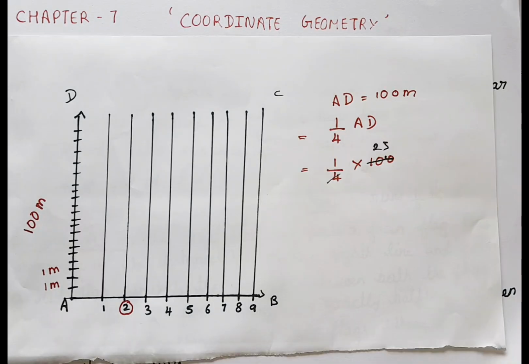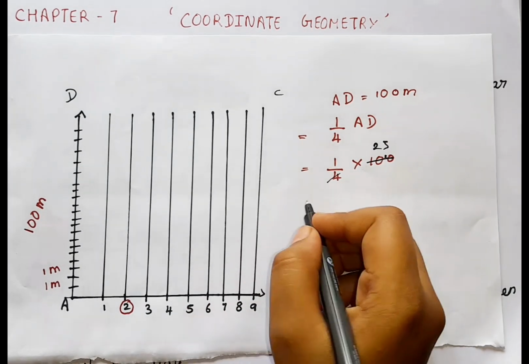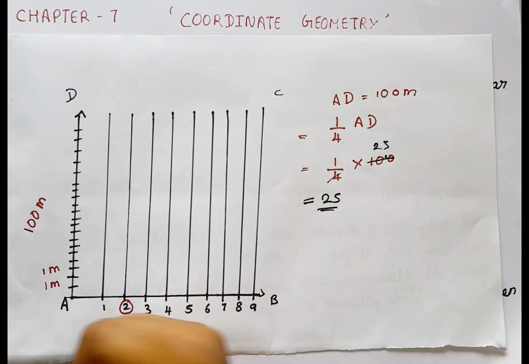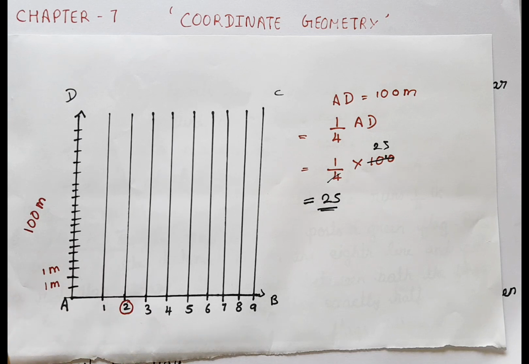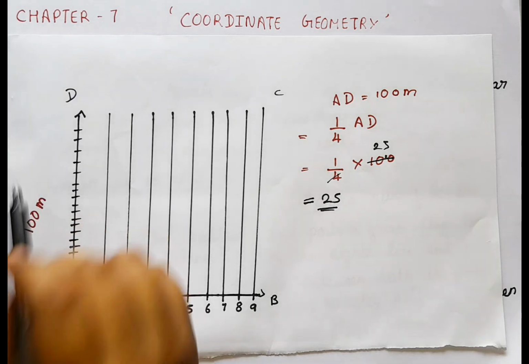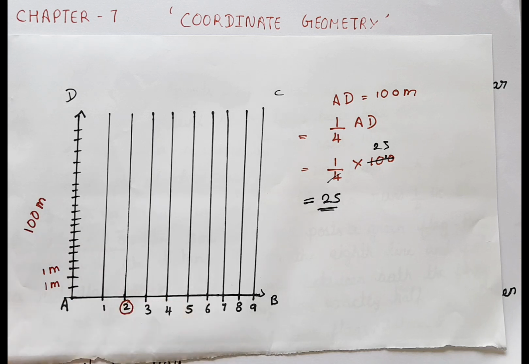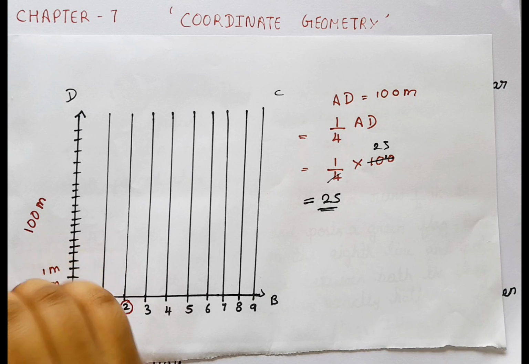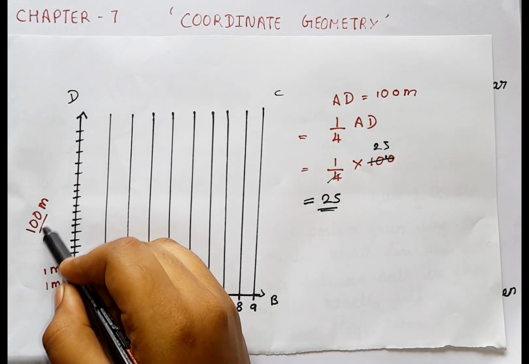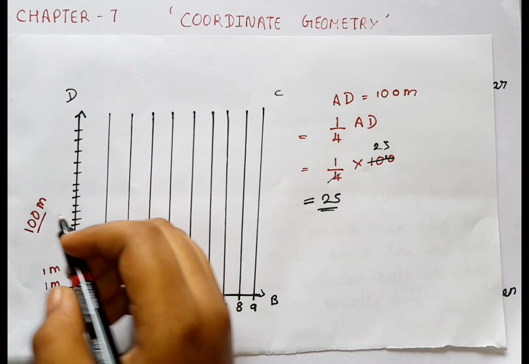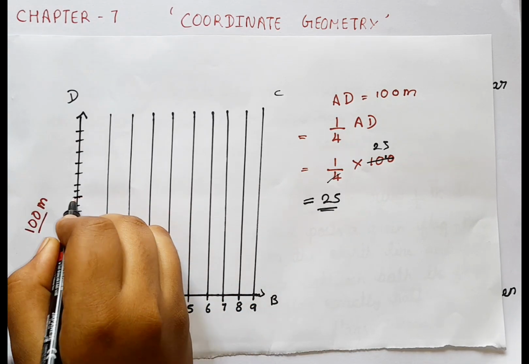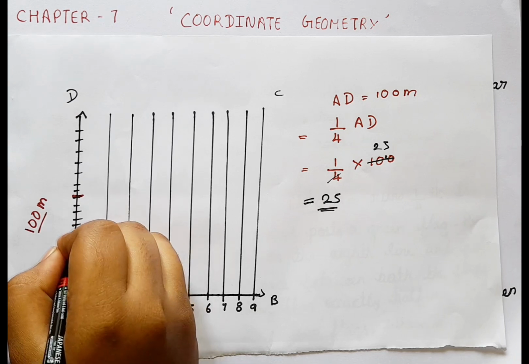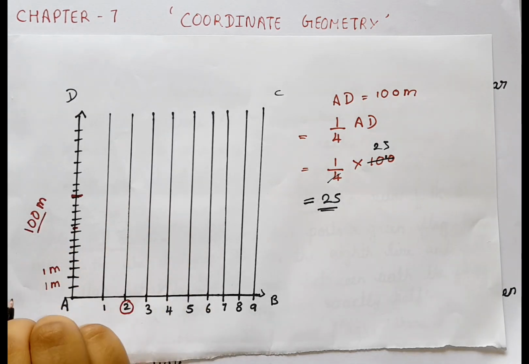Okay guys, since we just cancelled it, we got 25. So what is the meaning of this 25? Niharika runs 1/4 of AD, isn't it? So first of all, listen carefully. Here it is about 100 meters, so half of 100 is 50, and half of 50 is going to be 25 somewhere here.